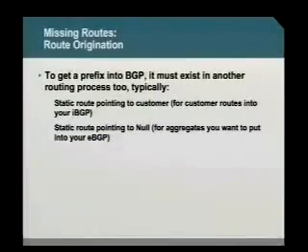Now, to get a prefix into BGP, generally it needs to exist in some other routing process too. For example, it could be a static route pointing towards a customer. So for putting customer routes into your iBGP, that's generally what people do. They point the static towards the customer interface. You mark it as such in BGP, and the BGP process will inject that into the BGP table. Or if you're generating an aggregate in your network, typically you have a static route pointing to null, and that will inject the aggregate into your BGP.